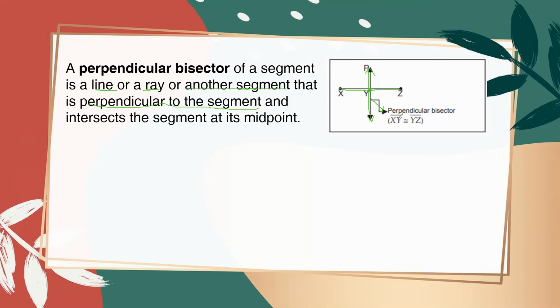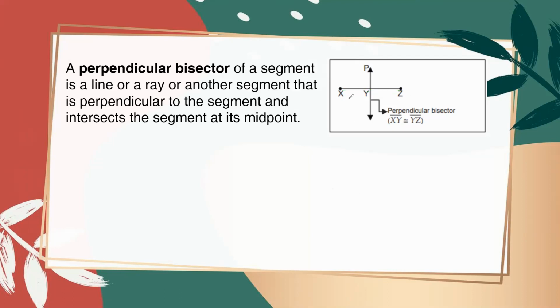Therefore, the line XY, this one, is congruent to line YZ. Congruent meaning they are the same measurement. Okay.